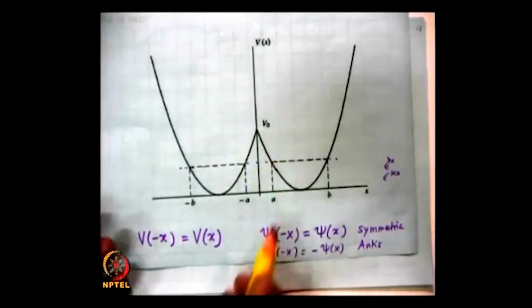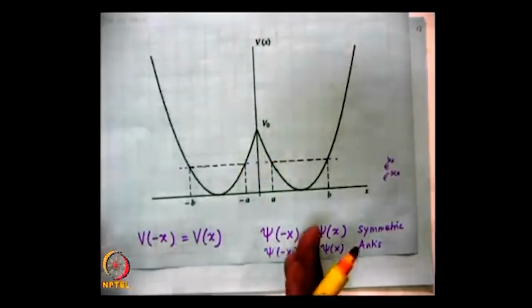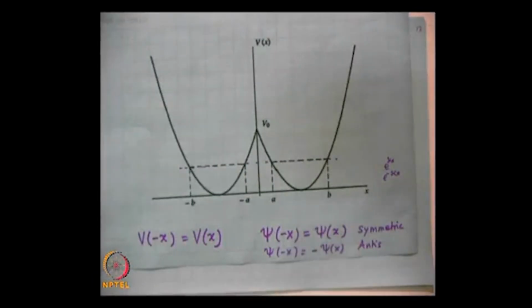Alternatively, in this region, if I assume a symmetric solution, it will be either cosh kappa x or sinh kappa x. So, if we discuss the symmetric solution, we will start with the cosh function. If I discuss the antisymmetric solution, then I must use the sinh solution. I will consider one of them and leave the other as an exercise for you.